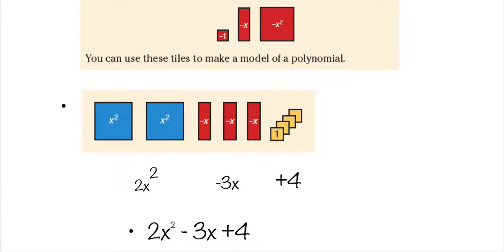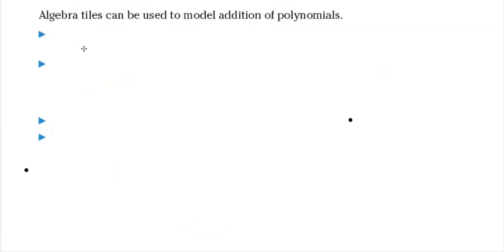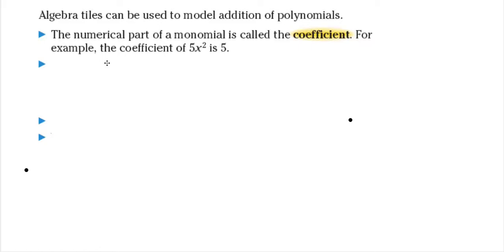How do we use this? First, let's talk about some definitions, and then we'll discuss how we use algebra tiles to add polynomials. Let's talk about what a coefficient is. The numerical part of a monomial is called the coefficient. For example, 5x squared. The coefficient is 5, the numerical part of our monomial.